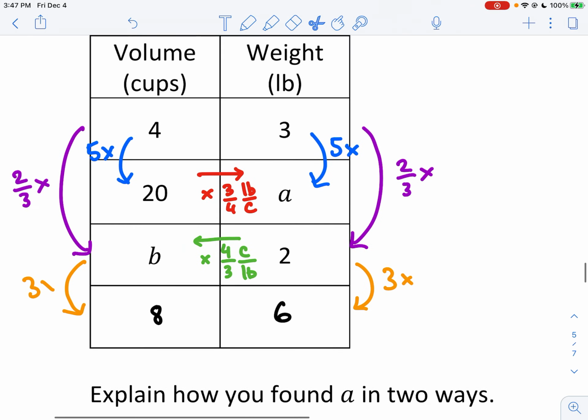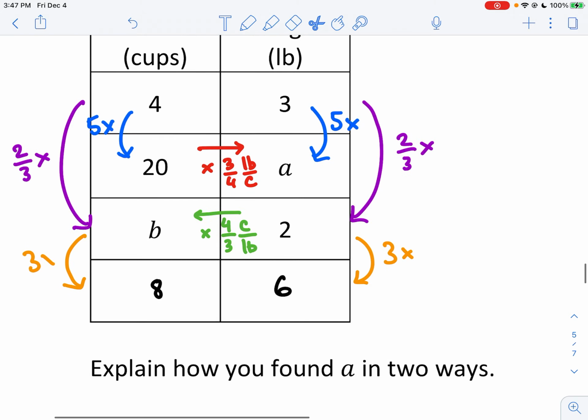Tandem scaling is where you just recognize, okay, in order to scale 4 to 20, I'd have to scale it by 5. And you can think of 5 as a unitless scale factor. So you have 4 cups times 5 is 20 cups. So the multiplicand and product don't change units. They're the same units because your multiplier is unitless. So if you scale by 5 here, then you should scale by 5 over here. So here's 2 ways to find A. Tandem scaling means multiply 3 pounds by 5 to get 15 pounds.